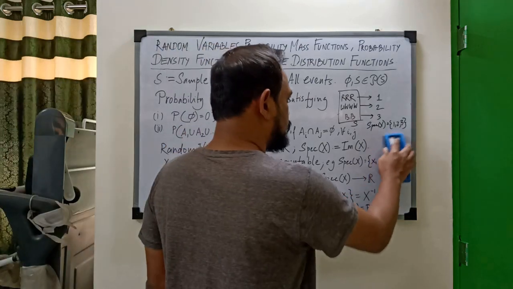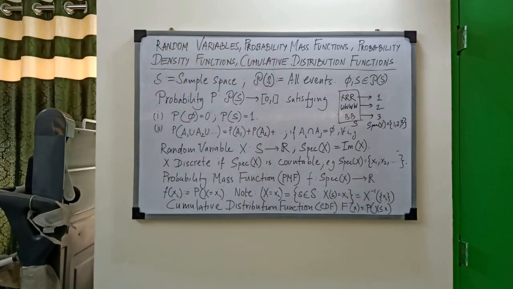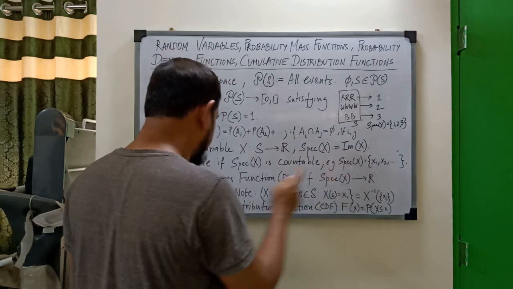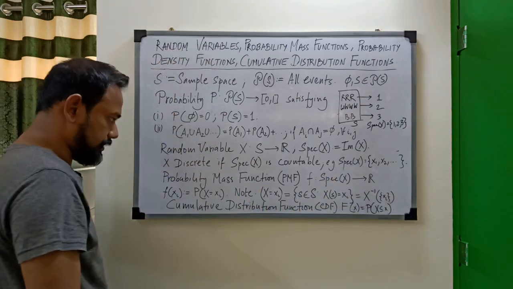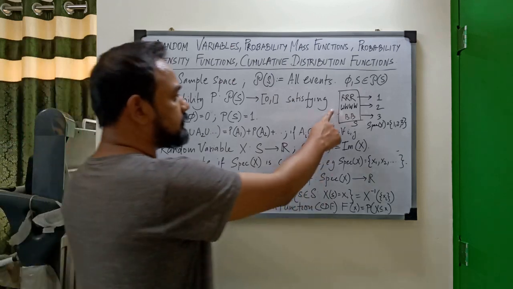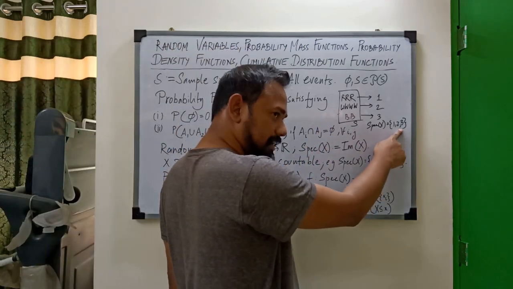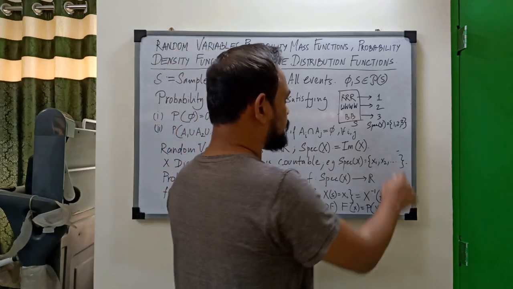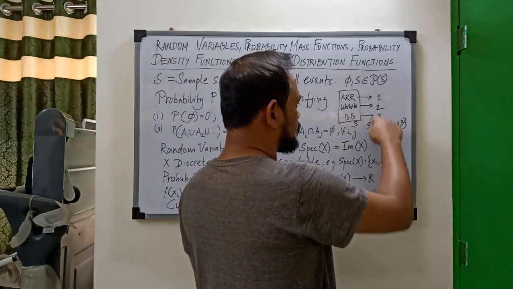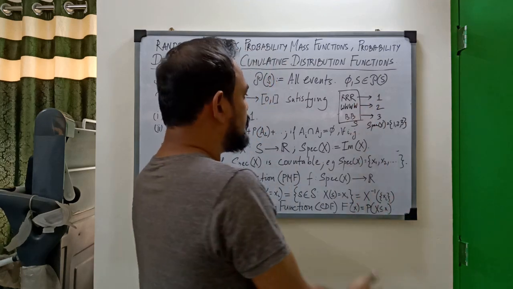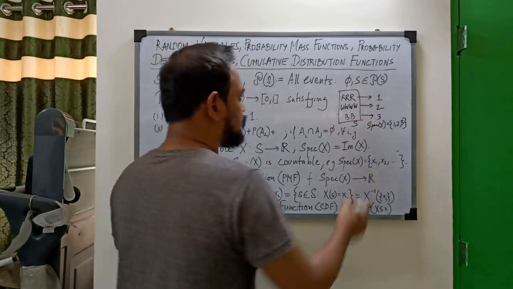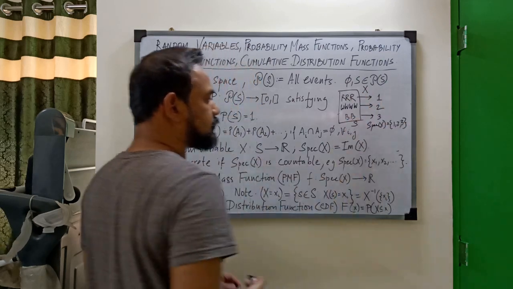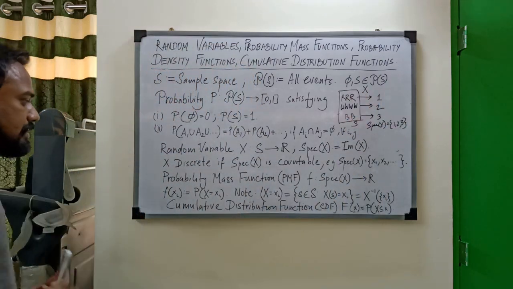So if the spectrum is a countable set, then X would be called a discrete random variable. For example, in this one, because it's a finite set, and any finite set will be countable. This is countable, 1, 2, 3, that's it. This random variable which I've just defined, X, from this set S to real numbers, is a discrete random variable.